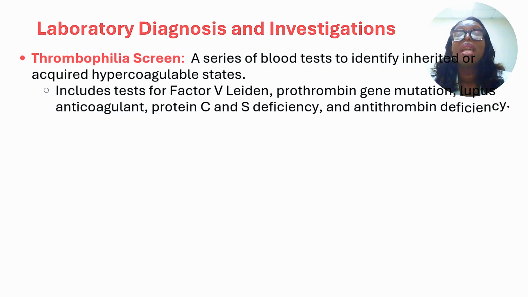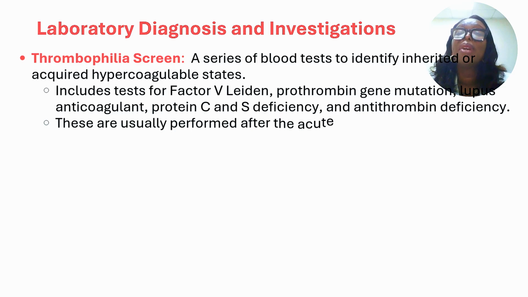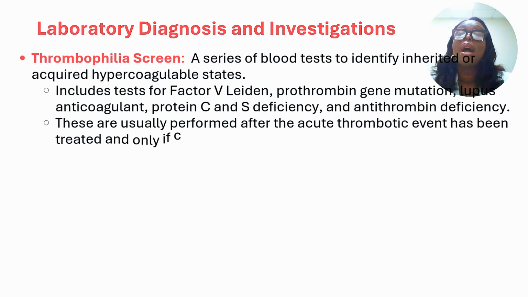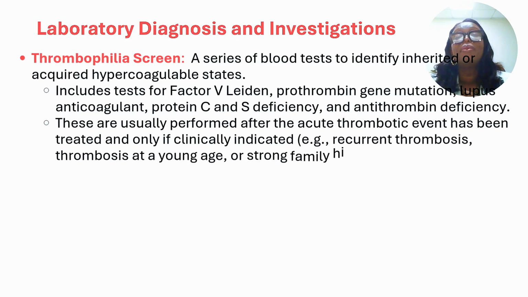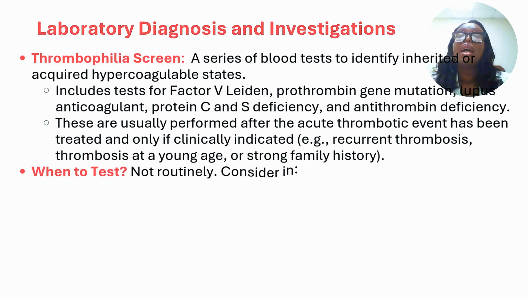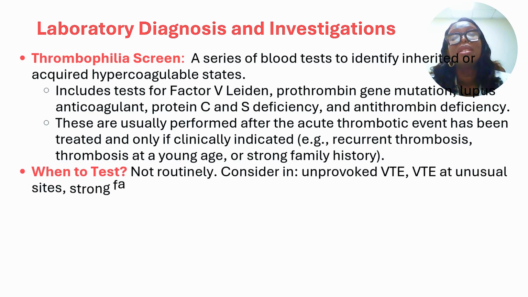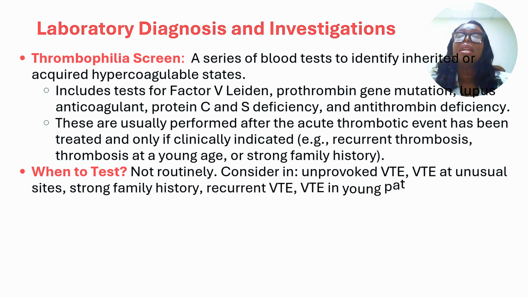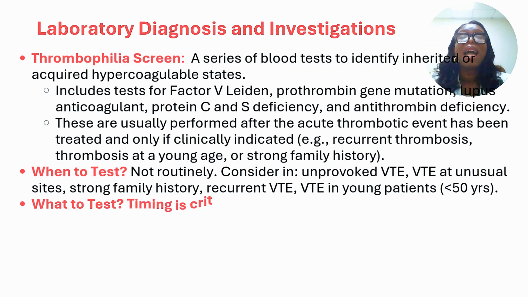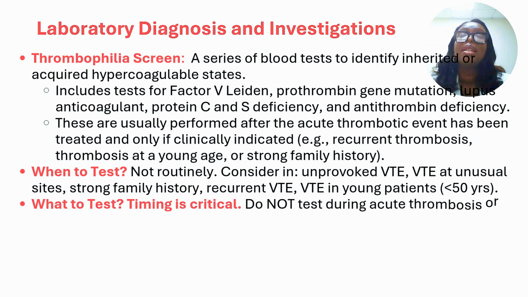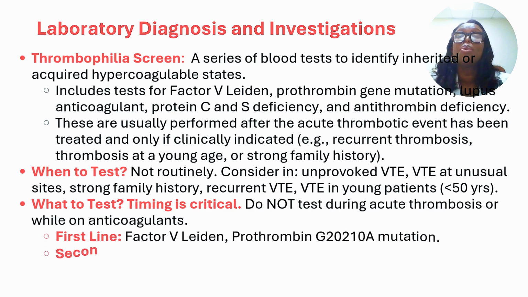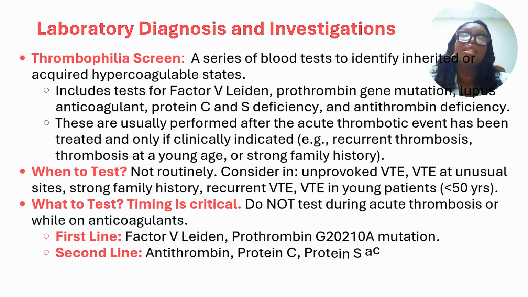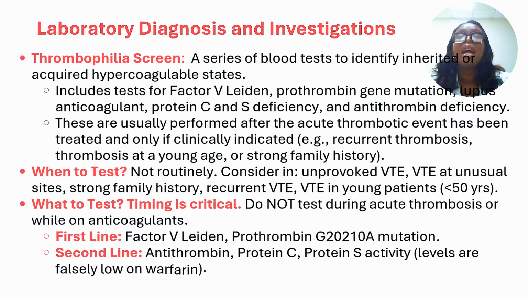Thrombophilia screen includes a series of blood tests to identify inhibitors in acquired hypercoagulable states. It includes tests for factor V Leiden, prothrombin gene mutation, anticoagulant protein C and S deficiency, and antithrombin deficiency. These are usually performed after the acute thrombotic event has been treated and only if clinically indicated, for example in recurrent thrombosis, thrombosis at a young age for people below 50 years, and people that have a strong family history.